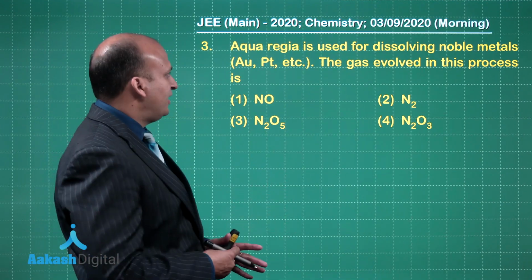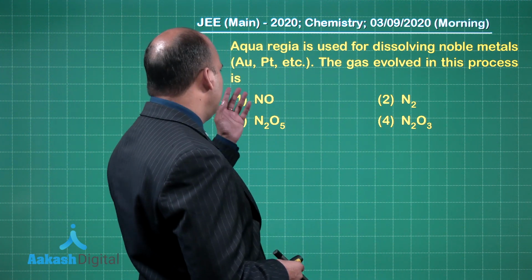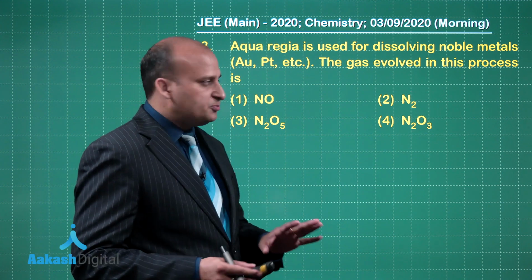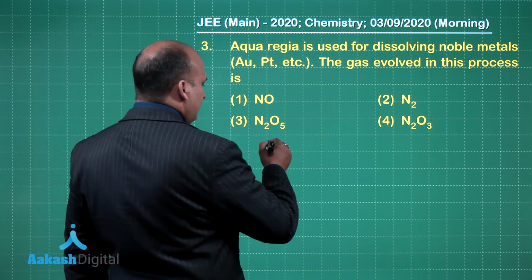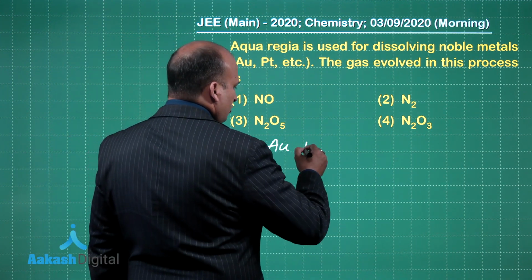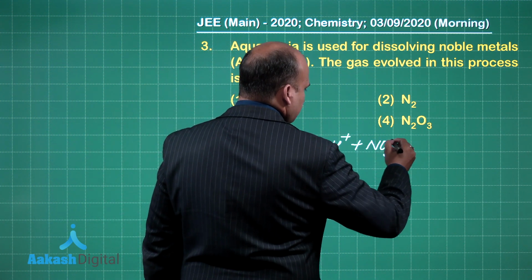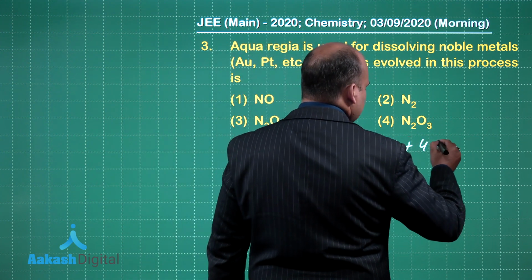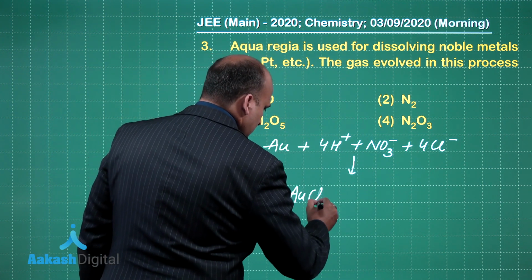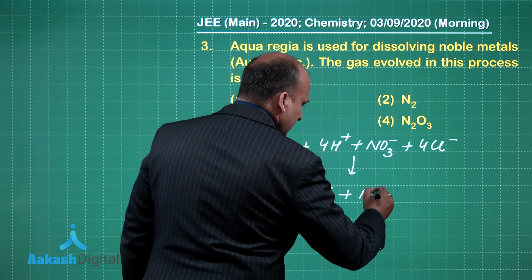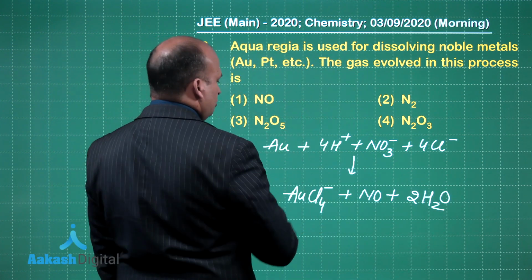Okay. Now let's look at question number 3. Aqua regia is used for dissolving noble metals like gold and platinum. Now in this process, the gas evolved is. Let us write down the reaction for our understanding. See, when you dissolve gold in aqua regia, which contains the H plus, NO3 minus and the Cl minus ions, you will be getting the auric chloride, NO gas, right. So the right answer should be the NO gas.